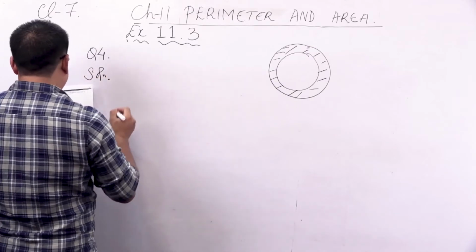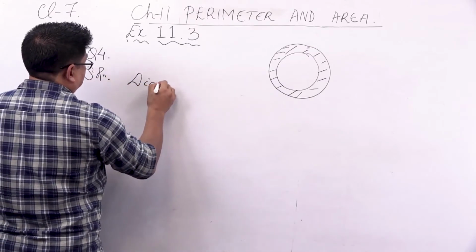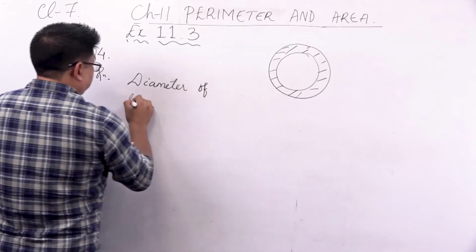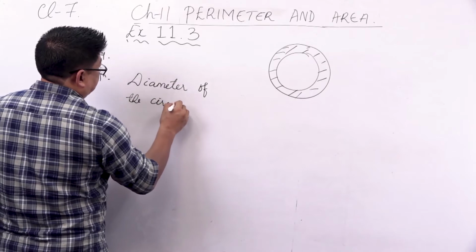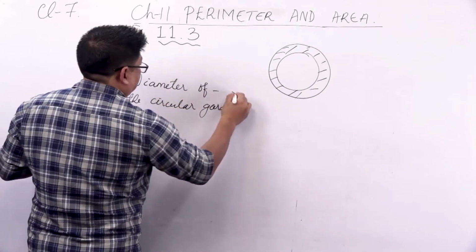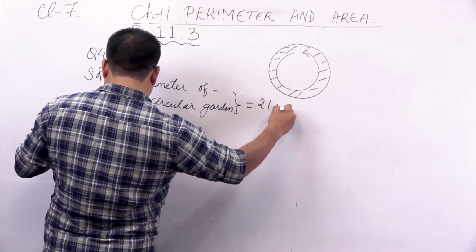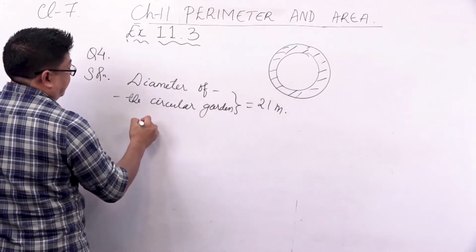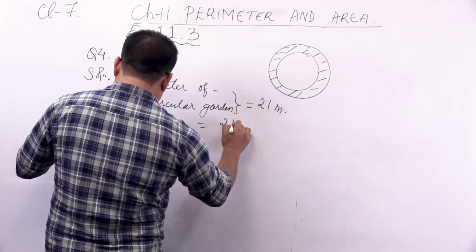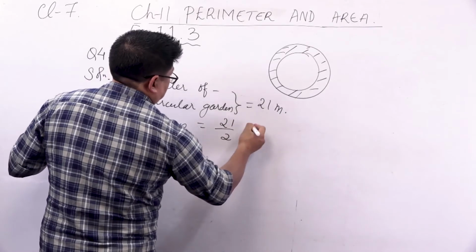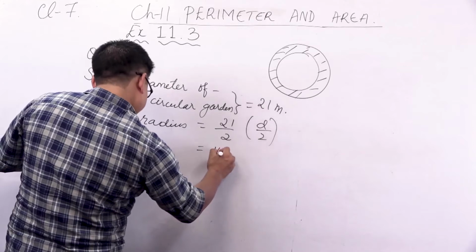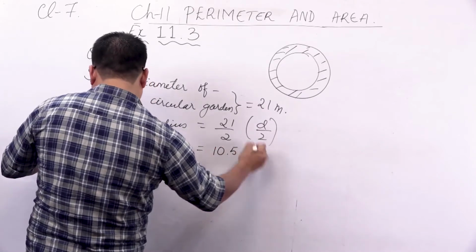So the first part of the question says diameter. It's already given. Diameter of the circular garden is given as 21 meter. So if diameter is given, we can find radius. Therefore, radius is 21 by 2. Simply diameter by 2, okay? So when we divide, I get 10.5 meter.